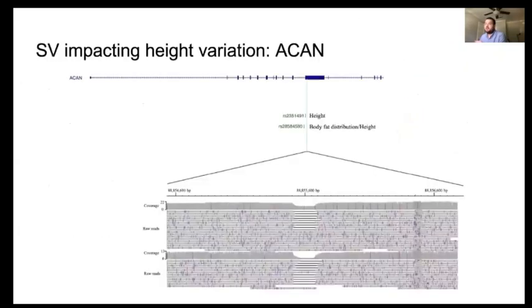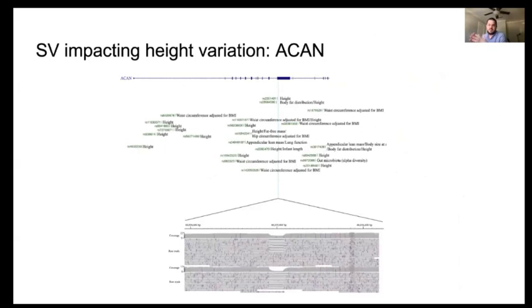Another interesting finding that we had was this small 172 base pair deletion that you can see here indicated by these black bars. I hope you can see my mouse. It is in the ACAN gene, a known gene that has an impact on human height. When we look this gene up in the EBI GWAS catalog, we see multiple SNP hits across this gene, so we know this gene is relevant for human height or body size. We labeled them here, and you see multiple height or body size indications.